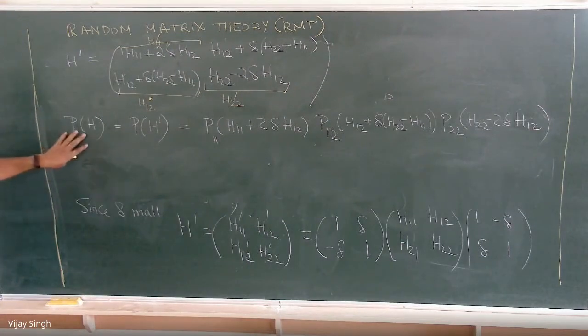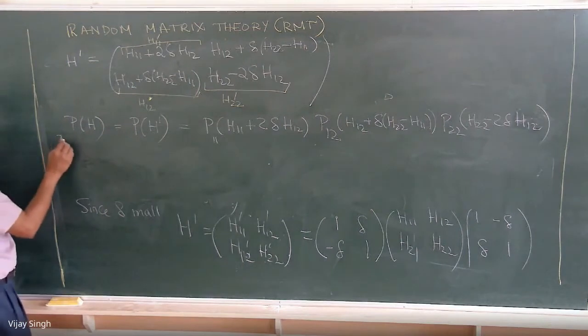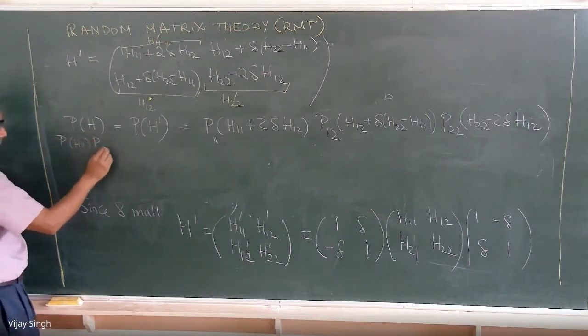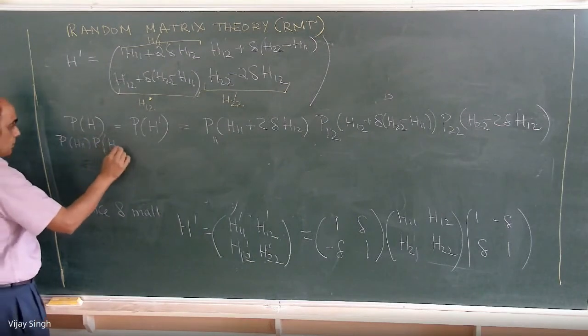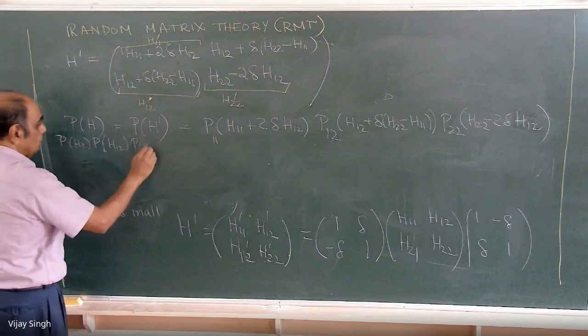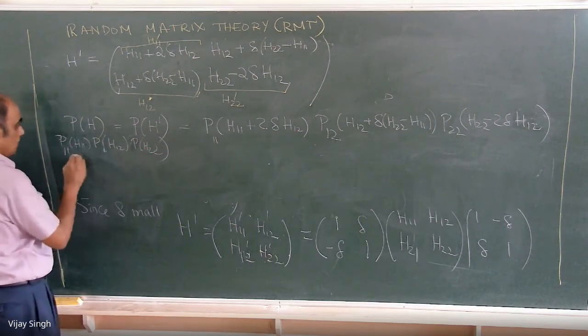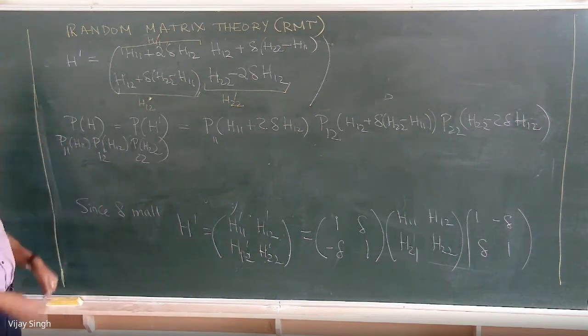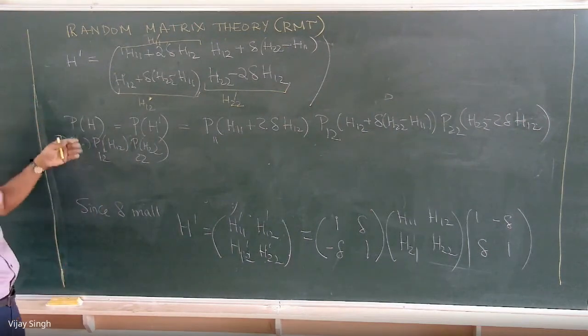And what is P of H? P of H is nothing but P(H11), P(H12), P(H22). So I demand invariance, which means I make this equal to this.